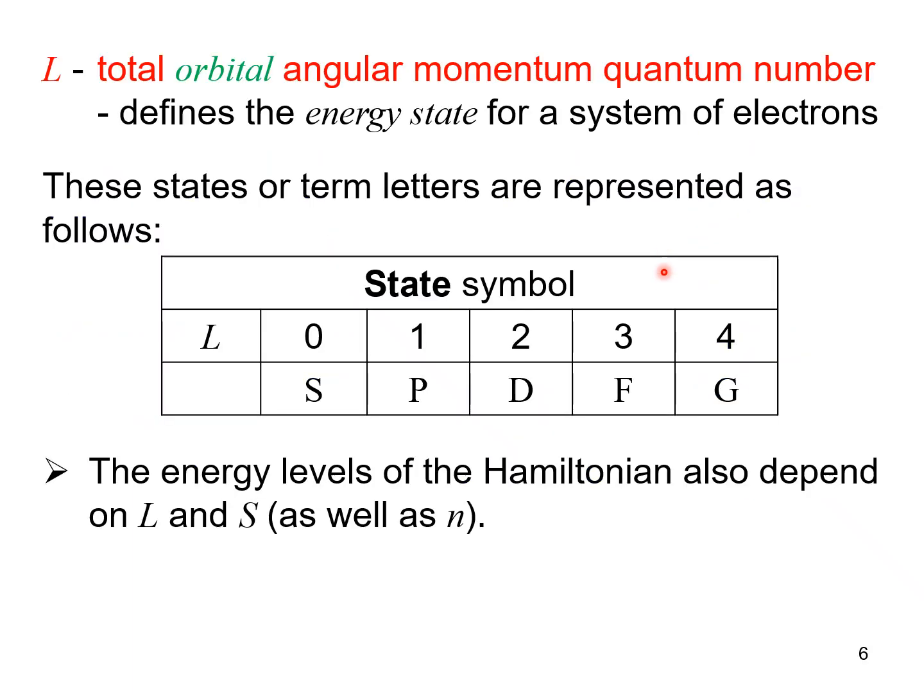The format of the term symbols for many electrons is the same as for the one-electron system, whereby we have the superscript corresponding to the multiplicity, and the state symbol for L, which is the total orbital angular momentum quantum number. The state symbol S corresponds to L equals 0, the state symbol P corresponds to L equals 1. When L equals 2, the state symbol is D, and so on. So the energy levels of the Hamiltonian also depend on L and also S as well.